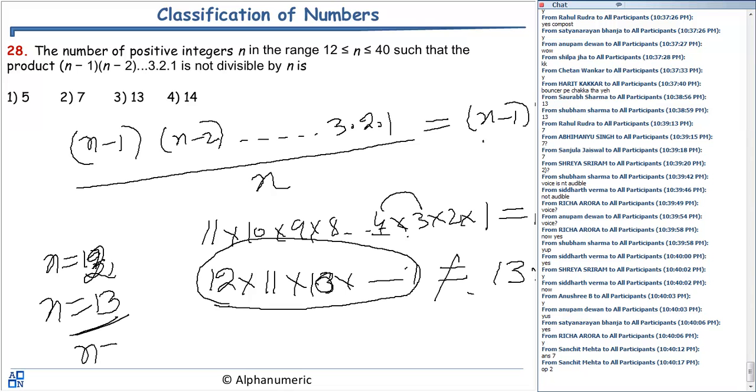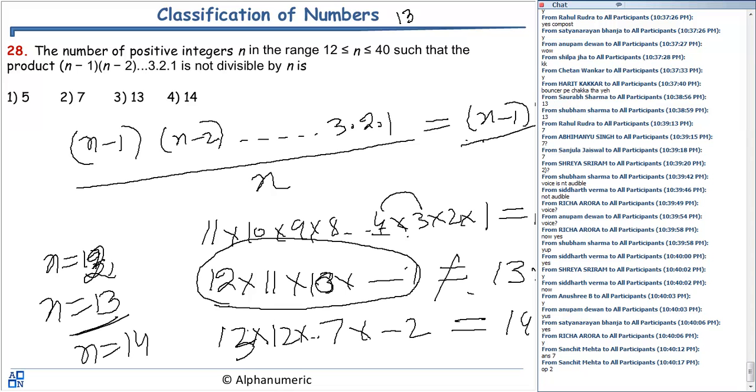But if you take n equal to 14, remember you'll get 13 into 12 and so on. बीच में 7 भी आएगा, 2 भी आएगा. So this number is definitely a multiple of 14. So the answer is that basically you need to count all the prime numbers. It will get satisfied only by the prime numbers. So count how many prime numbers are there between 12 to 40. There are 7 prime numbers: 13, 17, 19, 23, 29, 31 and 37. So the answer is option 2, 7.